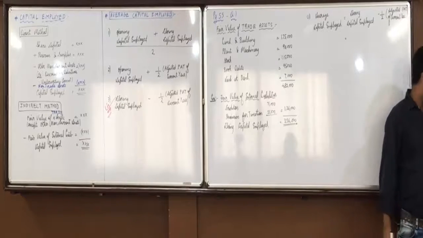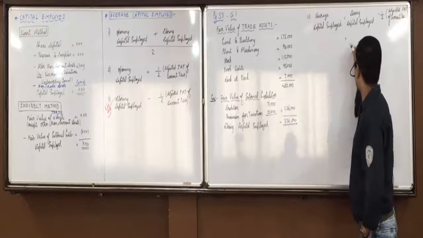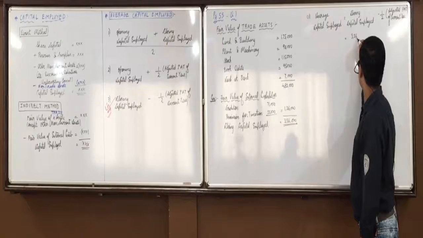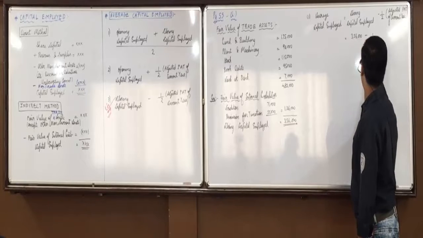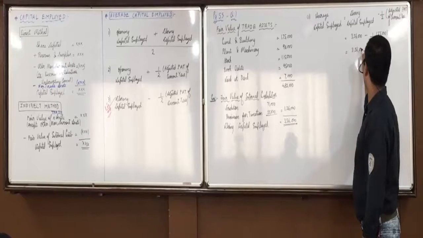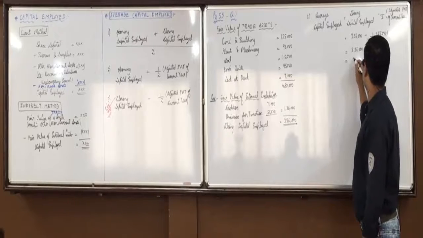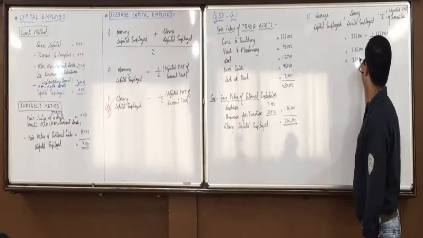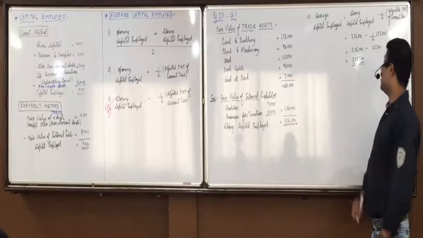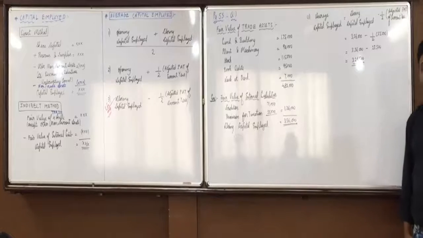So, what is closing capital employed we obtained? 3,56,000 minus 27,500, that is, minus half of 55,000. So 3,56,000 minus 27,500 is 3,28,500. 3,28,500 is average capital employed. Any doubt in this? All are clear with it?